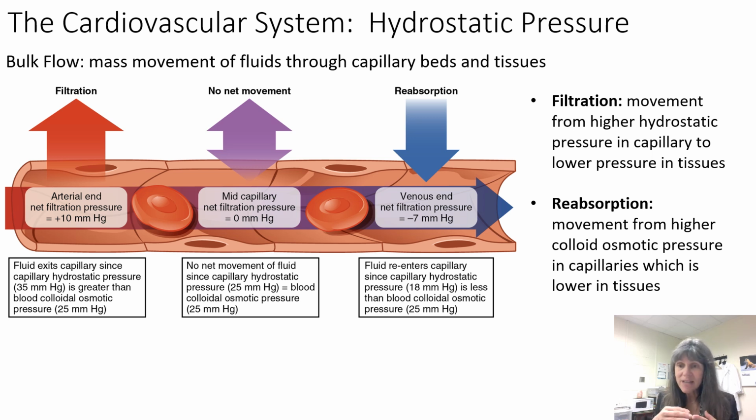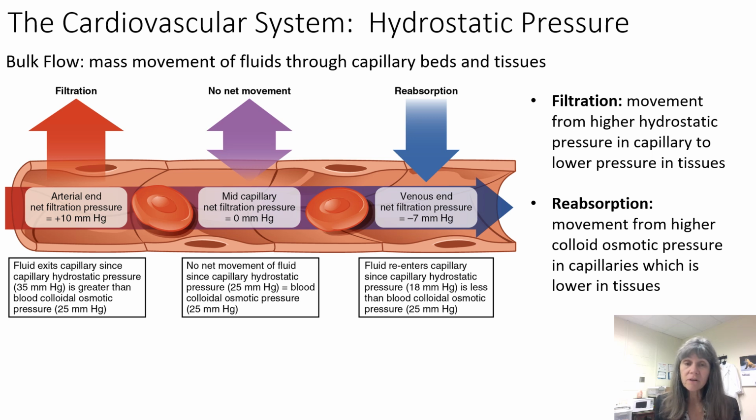So the hydrostatic force is what's going to push some of the plasma out of the capillary into the interstitial fluid. And because that force is 35 millimeters of mercury at the arterial end of a capillary, and it's greater than blood colloid osmotic pressure, which is 25 millimeters of mercury, we see a net filtration occur where we have 10 millimeters of mercury of pressure moving some of the plasma into the interstitium, becoming interstitial fluid.